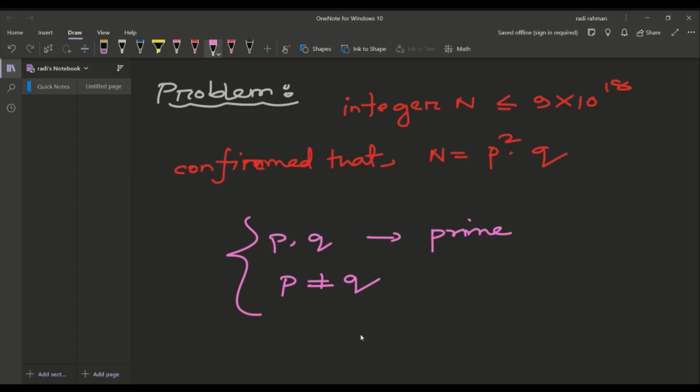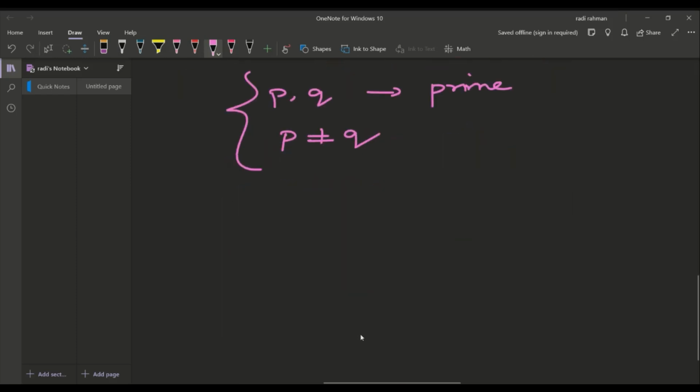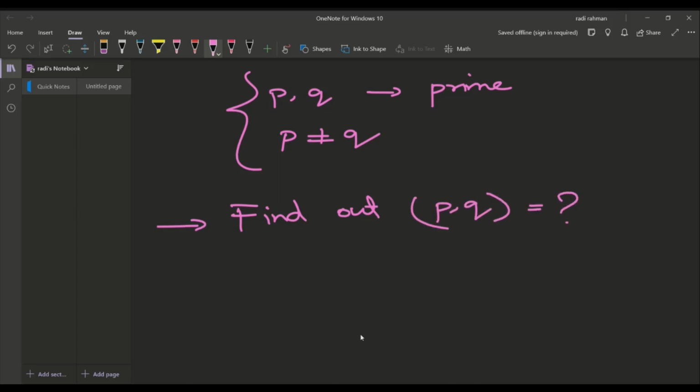So whatever n you have been given can be represented as p square multiplied by q, where p and q both are prime numbers and p is not equal to q. So your task is to find out the value of p and q.